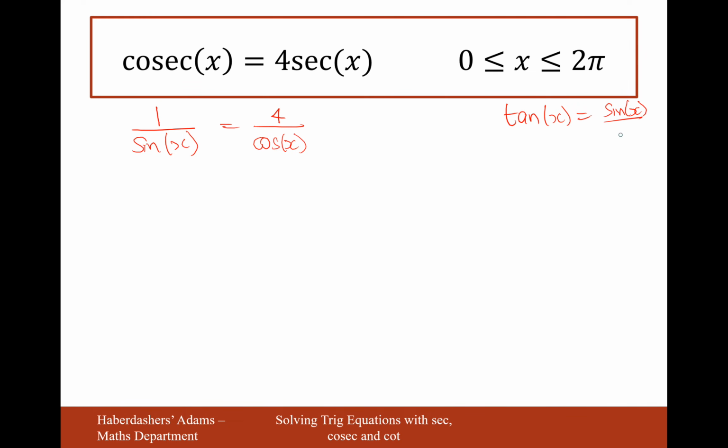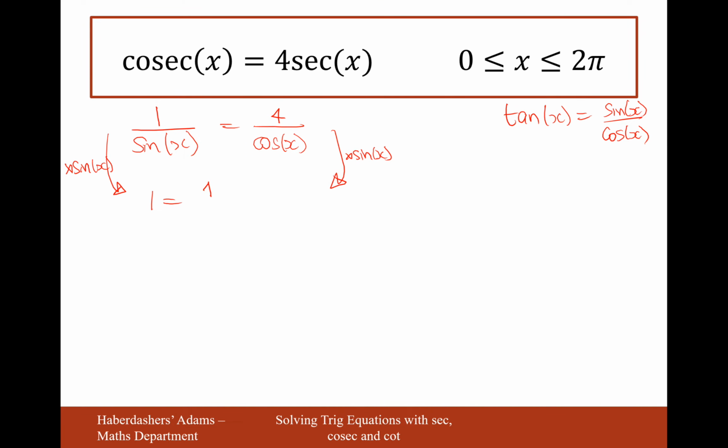We could create cot, but that would just lead us to doing it in a longer method. So we want to create sine over cos. So what I'll do then is on both sides I'll multiply by sine. Show you why in a second. Multiply by sine. And if I multiply the left hand side by sine, I'll just be left with the 1 that's on the top of the fraction.